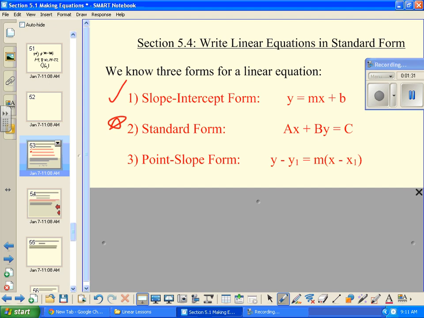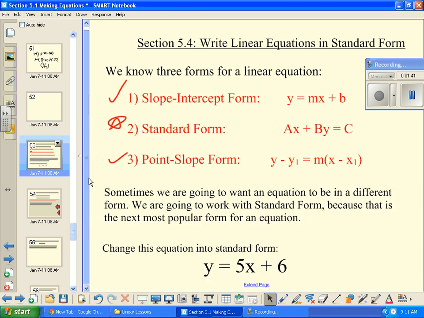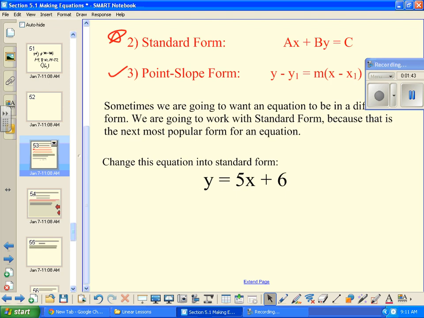We've done slope-intercept. We just recently did point-slope form. Today we're going to talk about how can I make an equation into standard form, what does that look like, and what do I have to do. Below here I have just an example of an equation that's in slope-intercept form.